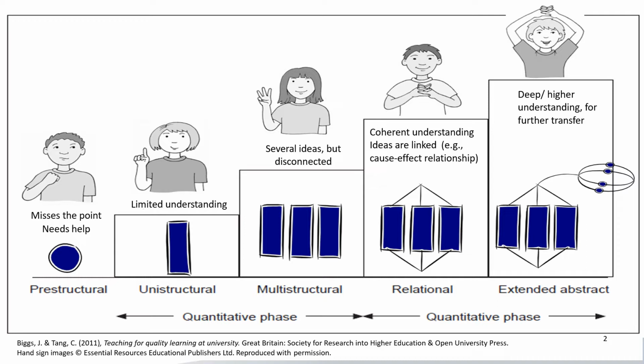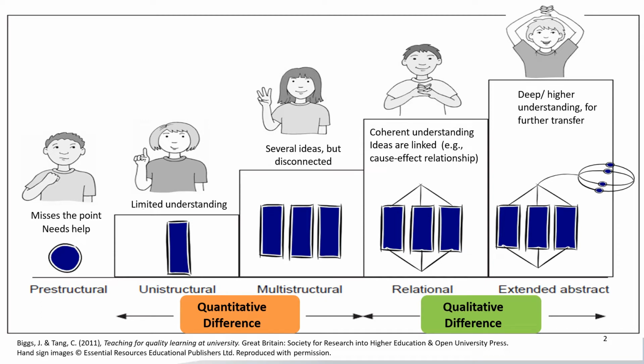So it's helpful to point out to students that the shift from pre-structural, unistructural to multistructural levels of understanding is a quantitative difference, whereas the difference as we move from relational to extended abstract is a qualitative difference in terms of complexity of the ideas being understood.